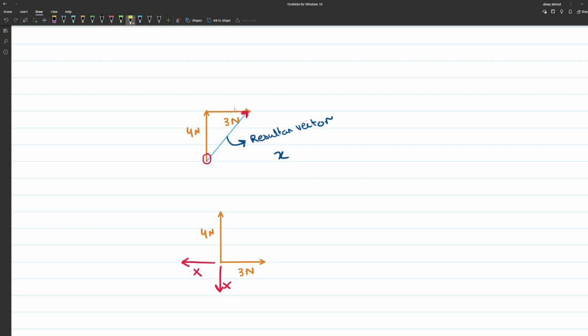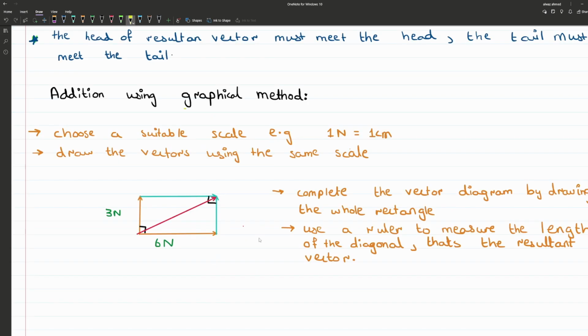So it is very obviously going to go in the middle of these two forces. As you can see, our resultant vector up there is also going in the same direction. The next method is going to be the graphical method.